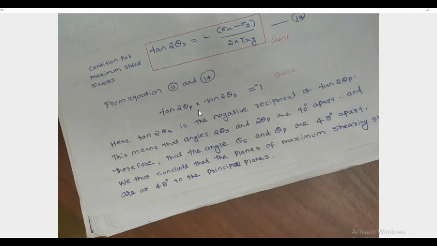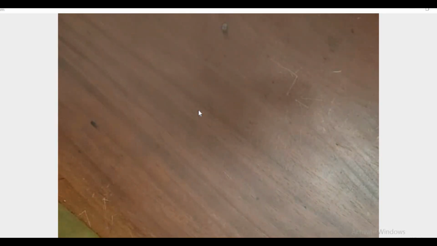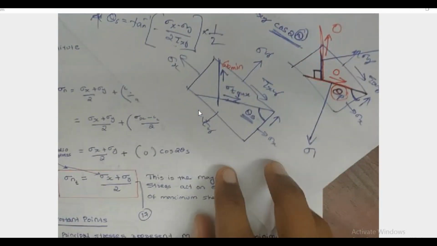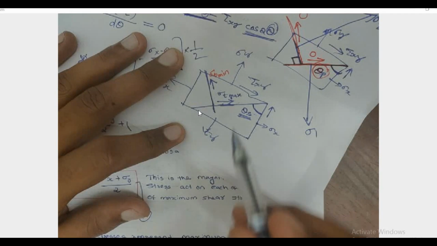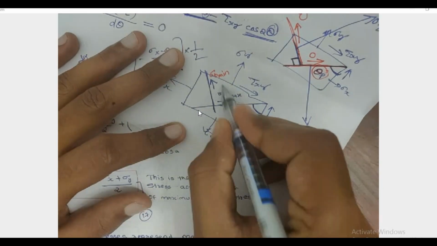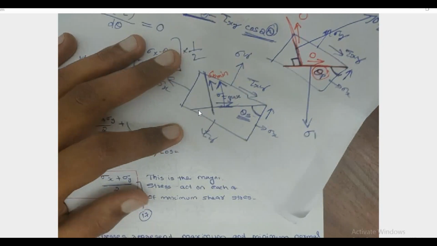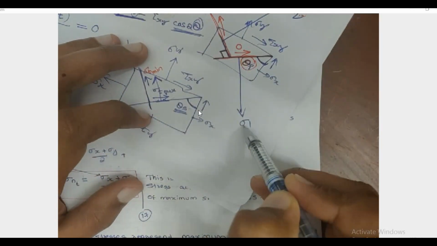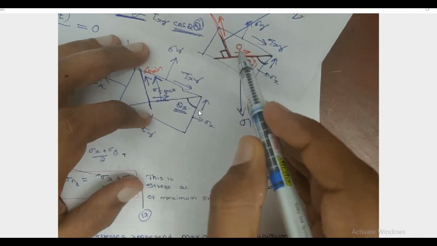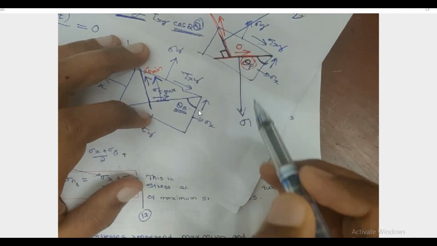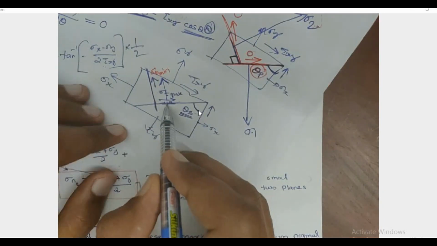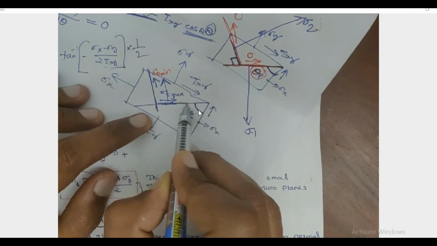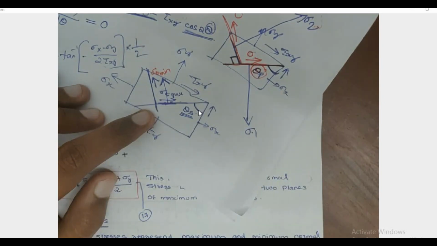One more thing, what will be the normal stress on this plane of maximum shear stress? Is it 0? In the plane of maximum normal stress, we got shear stress is 0 on a principal plane. But is it 0 for the plane of maximum shear stress, is the normal stress 0 or not?